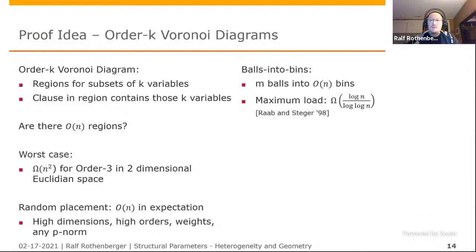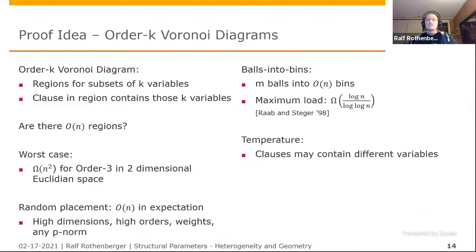However, one thing is still missing here, because what about temperature? What if we allow random edges to some extent? Well, if we have high temperature, this could easily destroy our proof idea, because even if a clause lands in a certain region, it does not necessarily contain the k variables from that region. It might contain a variable that's very far apart.